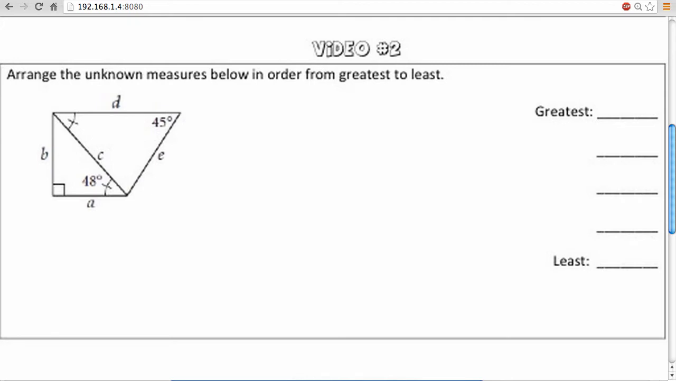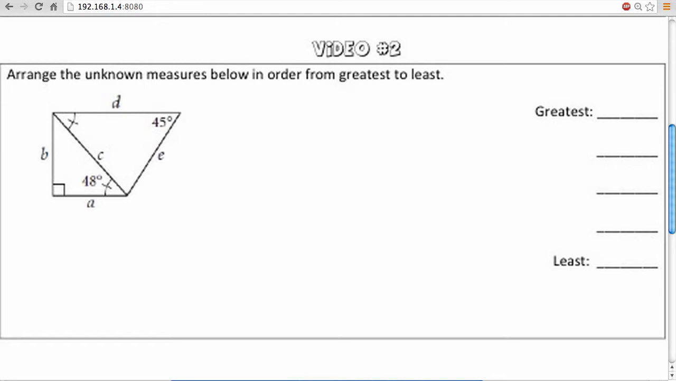If we examine the diagram, it looks like we're given angles. There are some markings for angles, and then the letters denote sides. So it appears as though we have to arrange the unknown measures of the sides from greatest to least. So that means from the longest to the shortest.